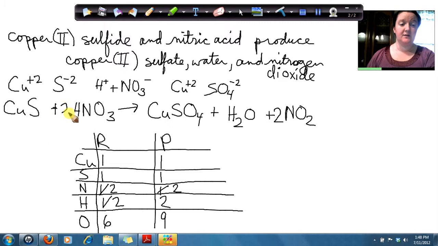So I'm going to put a 3 in front of this. So now I'm going to have 9 oxygens, but it also changes my hydrogens. Now I have 3 hydrogens, and I also have 3 nitrogens. So let's go over here and change our nitrogens first because it was higher up on the list. So if I look at this, I'm going to change that to 3. So now I have 3 nitrogens.